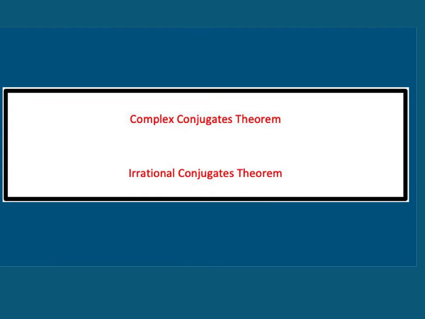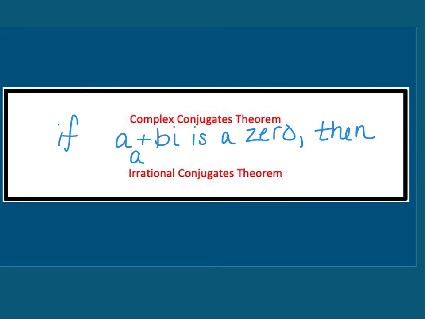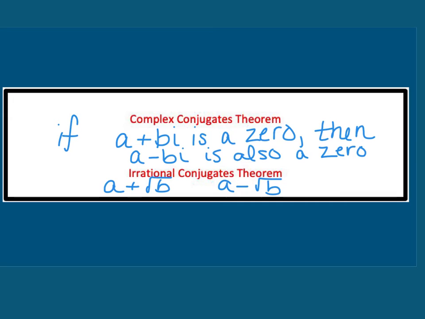So this brings me to the complex conjugate theorem and the irrational conjugate theorem, which really is a simple concept. It says that if a complex number is a 0, like a plus bi, then its conjugate, a minus bi, is also a 0. So they come in pairs. The same is true for the irrational conjugate theorem, meaning if I have something like a plus the square root of b, then a minus the square root of b would also be a 0.